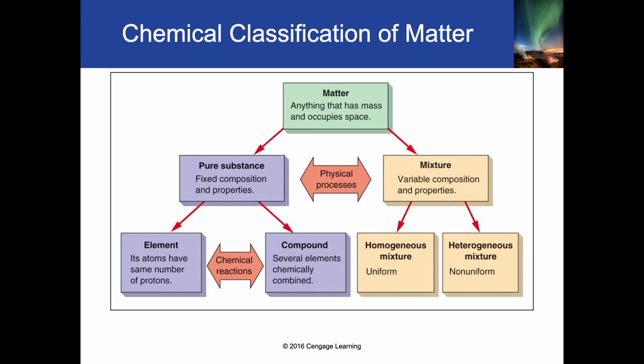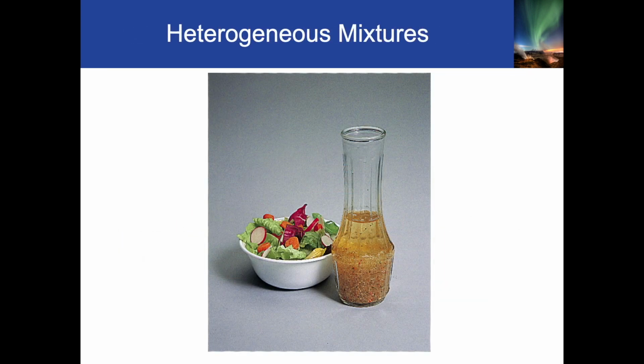On the other side, we have mixtures, and these are variable in composition and in properties, right? And you have the homogeneous mixtures and the heterogeneous mixtures, of course. And to go back and forth between those two, you can have physical processes like evaporation or dissolving or something like that, right? So let's take a look at a quintessential heterogeneous mixture.